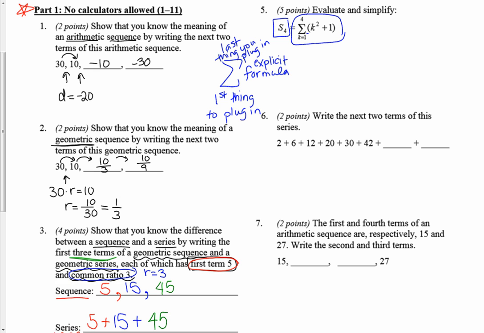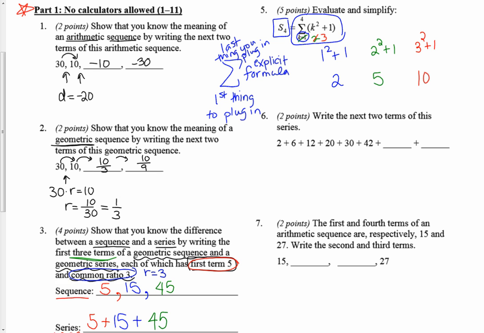The first thing I'm going to plug in is k equals 1. If I plug in k equals 1, I have 1 squared plus 1, which would be equal to 2. Next thing I'm going to do is increase that. So now I'm going to plug in 2. If I plug in 2, I'll have 2 squared plus 1, which would be equal to 5. Then I'm going to plug in a 3. So I'll have 3 squared plus 1, which is equal to 10.